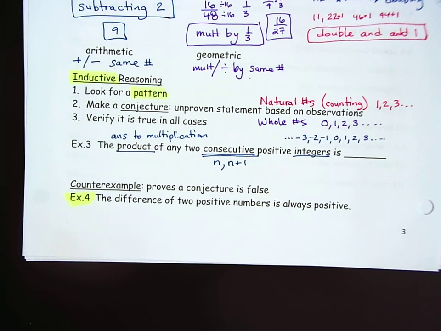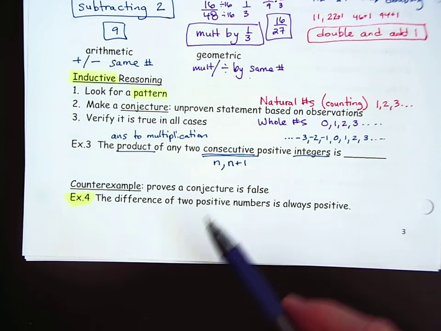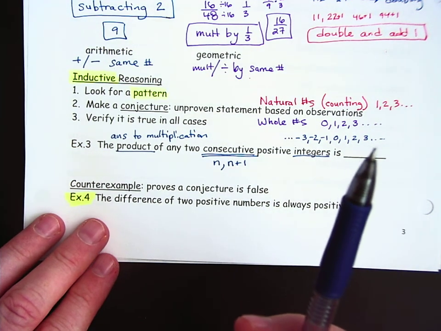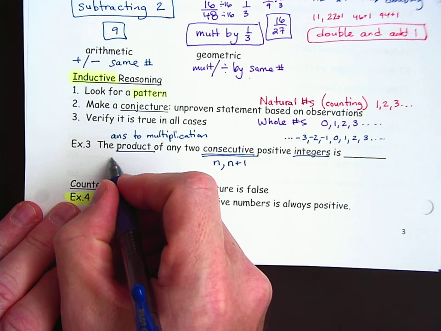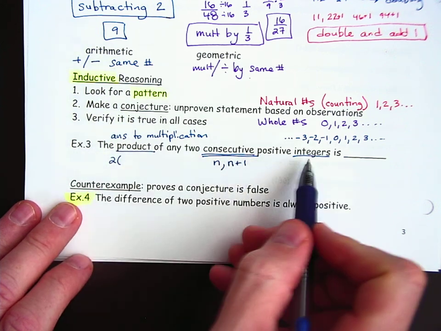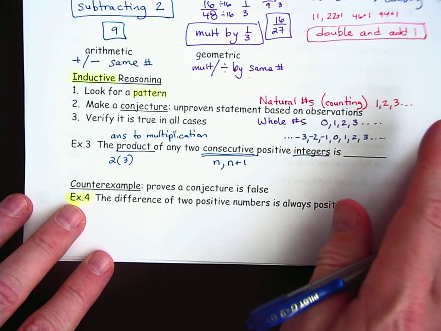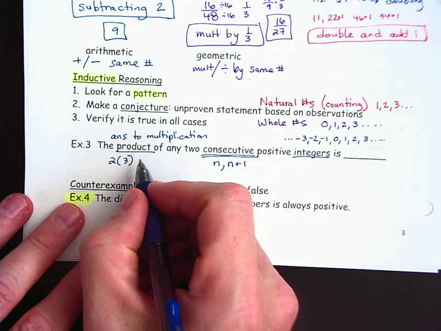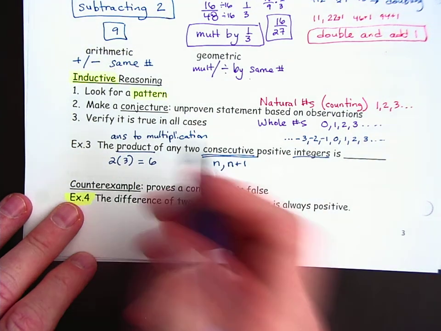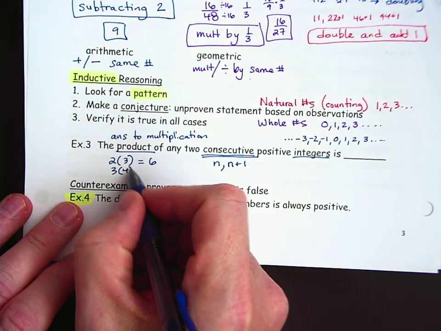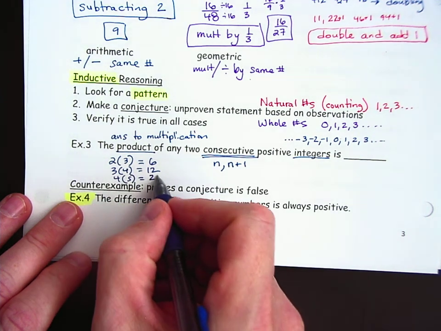Okay, so the product of any two consecutive positive integers is what? We want to use inductive reasoning to figure that out. So pick two consecutive positive integers, so 2 and 3. You could pick any you wanted. I'm going to pick smaller numbers so I don't have to work it out as much. So 2 times 3 is 6. We could just go in order, so 3 times 4 is 12. 4 times 5 is 20.